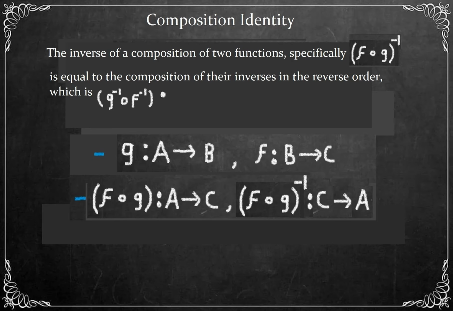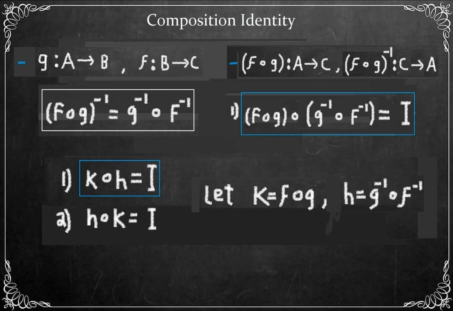Recall, in simple terms, the definition says, if a function f takes an input x and produces an output y, then the inverse function f inverse must take the output y and produce the original input x. So the identity describes the rule for finding the inverse of a composite function. The formula, the white box, read as (f∘g) inverse equals g inverse ∘ f inverse.